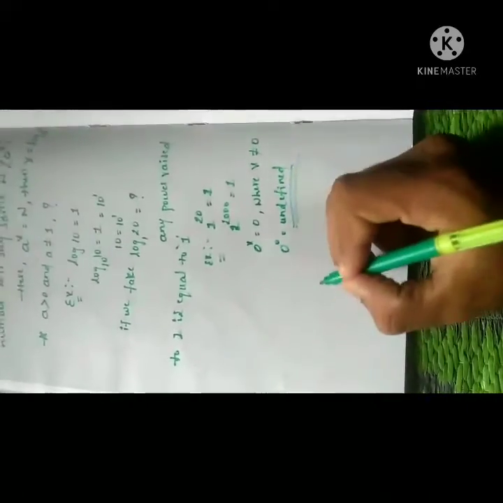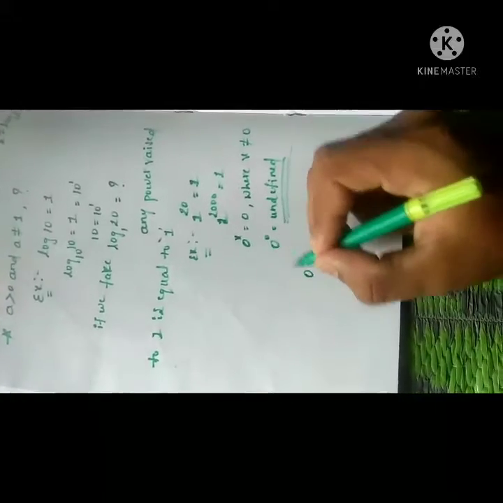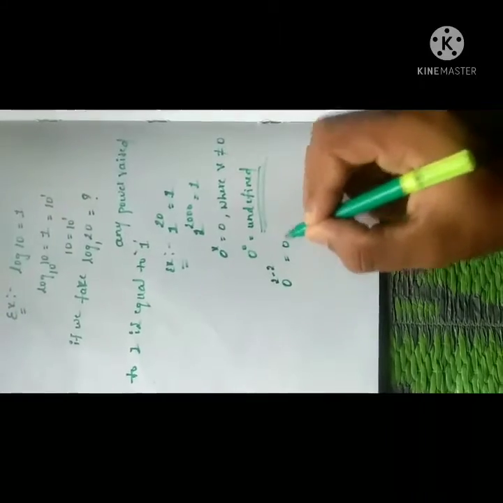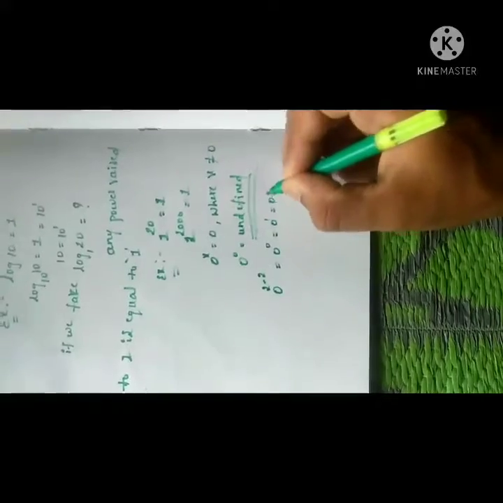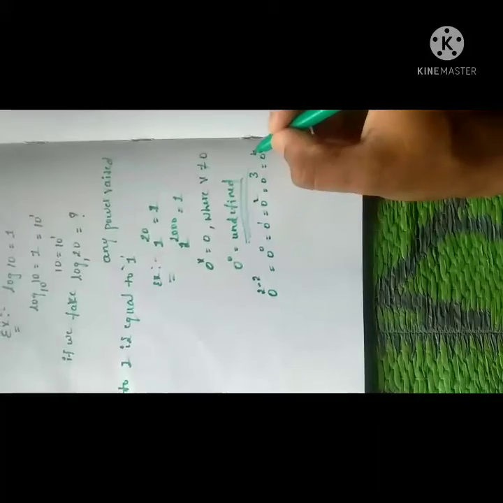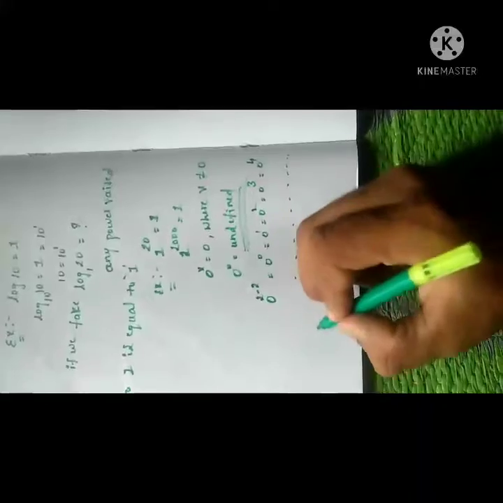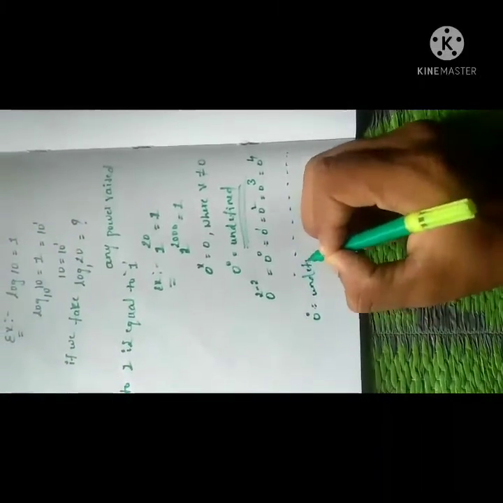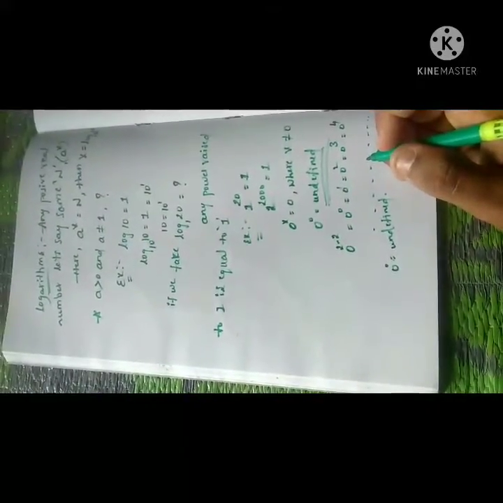Why undefined? Because 0 power 2 minus 2 equals 0 power 0, and 0 power 1 equals 0 power 2 equals 0 power 3 equals 0 power 4. So we can write a number of times like this. Hence 0 power 0 is undefined.